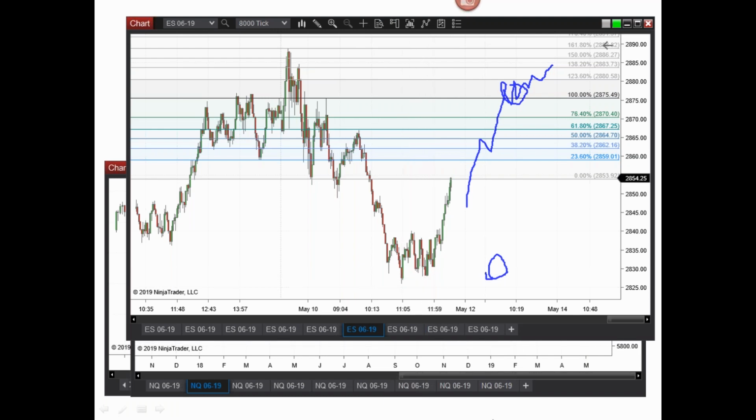Kind of a messy inverse head and shoulders at the lows. Your shoulders and your head are not evenly spaced. But on the NASDAQ, I think it was the NASDAQ, that also did a 2B there. Yeah, the NASDAQ did. And so did the Russell. Both the NASDAQ and the Russell did a 2B at the low.